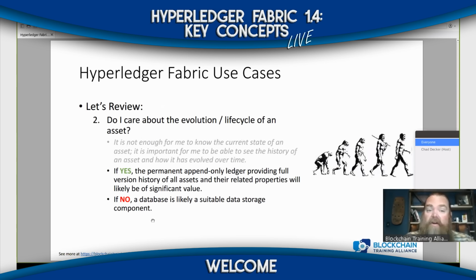If you care about the evolution or the life cycle of your assets, well, blockchain is going to give you that version history. You're going to be able to tell the story of how something evolved from start to finish, all the different processes it went through, who touched it. You're going to have all that audit information at your disposal. That's the value of something like Fabric.